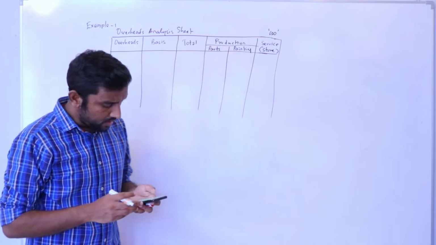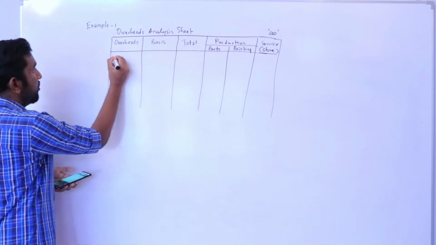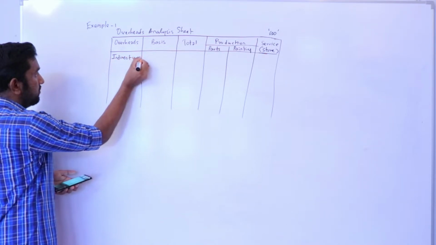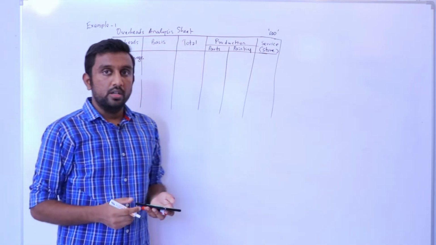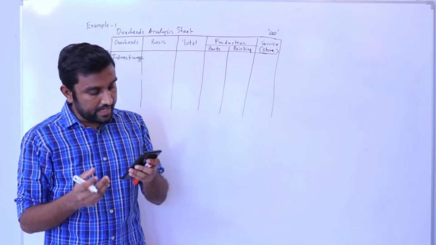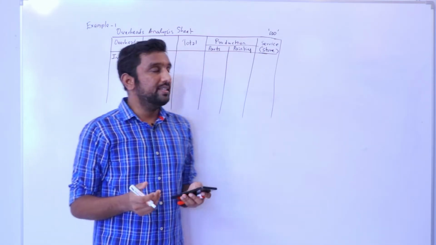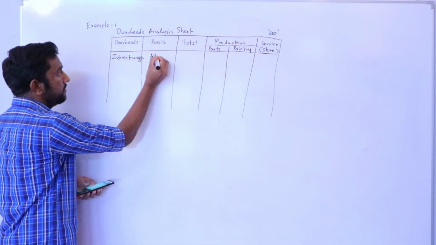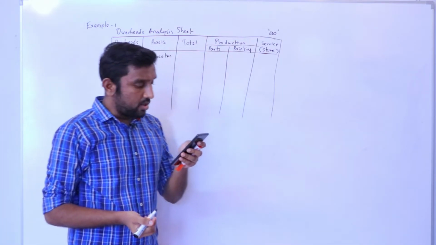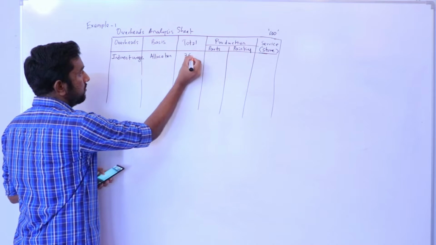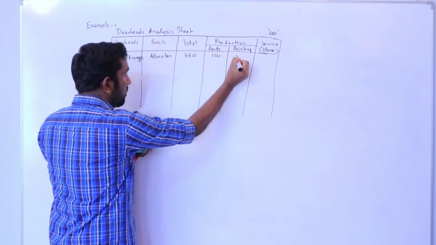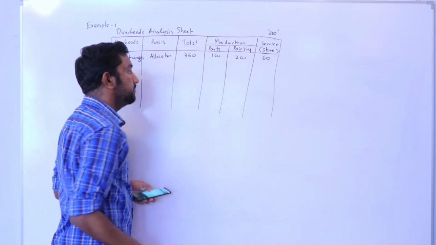The first one, indirect wages. So I would write indirect wages here. And basis. Basis generally means what is the base you're going to use. But for this one, they gave for each department, right? That means this is allocation. So I would write allocation here because they allocated and gave the values. And total is how much? 360. So I have to put the values for each department. This is 100, this is 200, and this is 60, right?